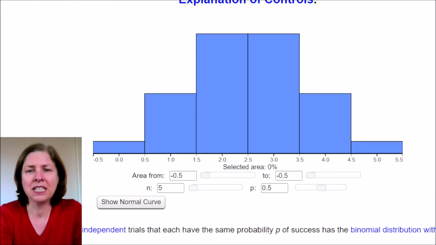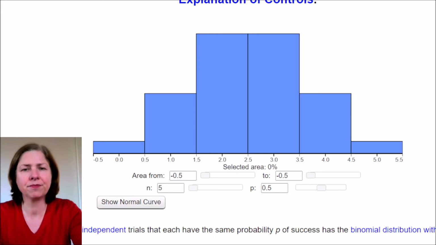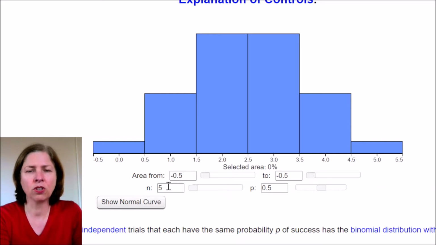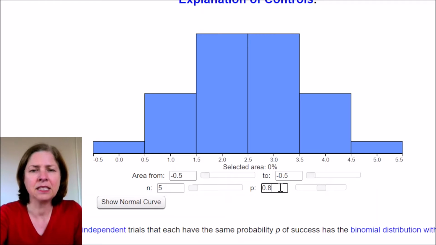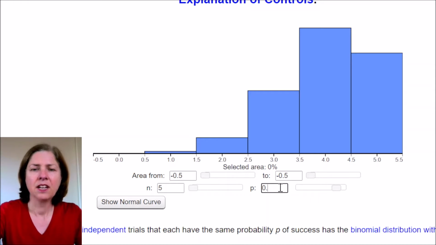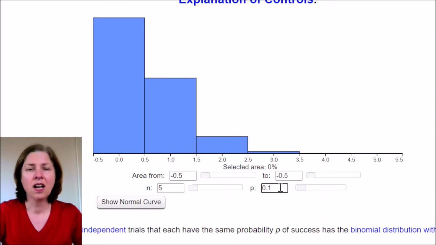So now let's try something different. I'm no longer talking about tossing a coin, but what if I still had n is 5, but p is 0.8 instead? Now you can see that the graph is skewed. The peak is at x is 4, rather than before when there were 2 peaks at x is 2 and x is 3. And if I change p in the opposite direction, let's make p 0.1, I can see that the skew is on the other side, in the other direction.